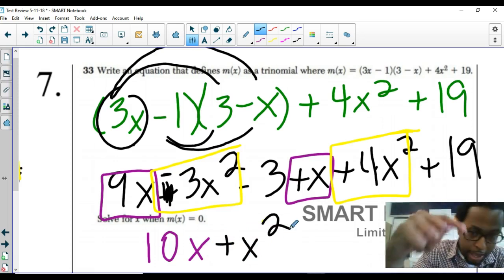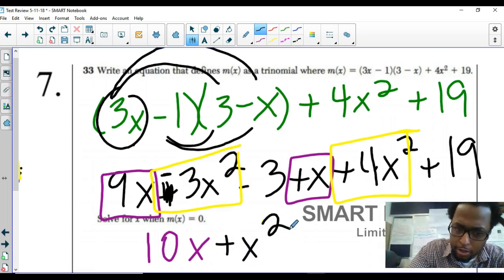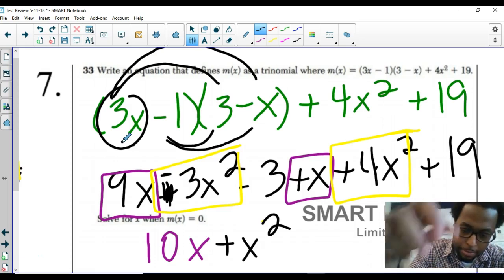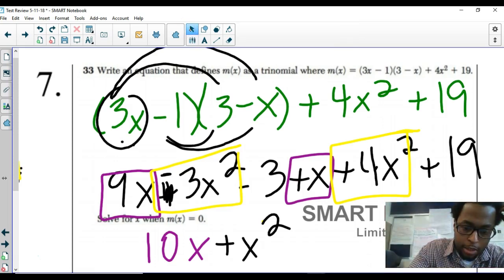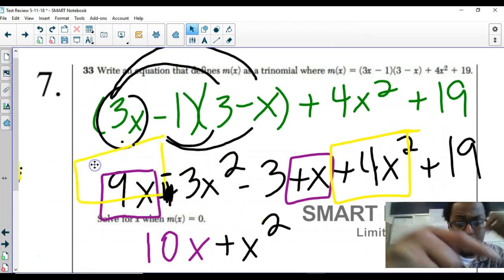And guys, when you make a mistake, what you should always do is go back and check. So that times that gives me 9x, okay. That times that is negative 3x squared, okay. That times that is negative 3, and a negative is a positive. Okay, good. I just want to make sure because, again, when you make a mistake, it happens. Mistakes happen all the time. Just make sure that when you make a mistake, you go back and check everything.